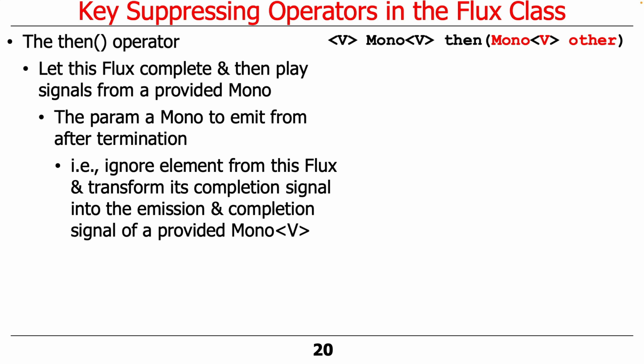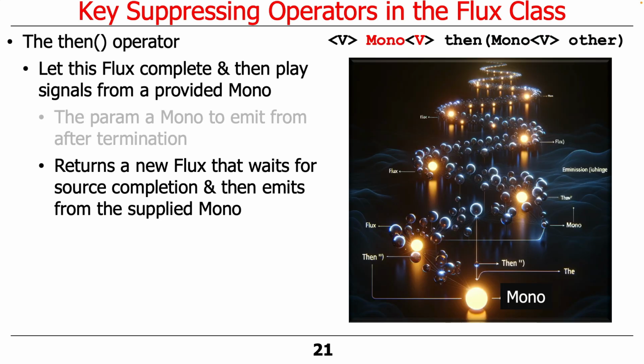So the semantics of then are: ignore all the elements from this flux and transform its completion signal into the emission and completion signal of the provided mono. That's very much a suppressing operator, suppressing all the things the flux did, and then it's going to emit something else. And it returns a new flux that waits for the source completion and then emits from the supplied mono.